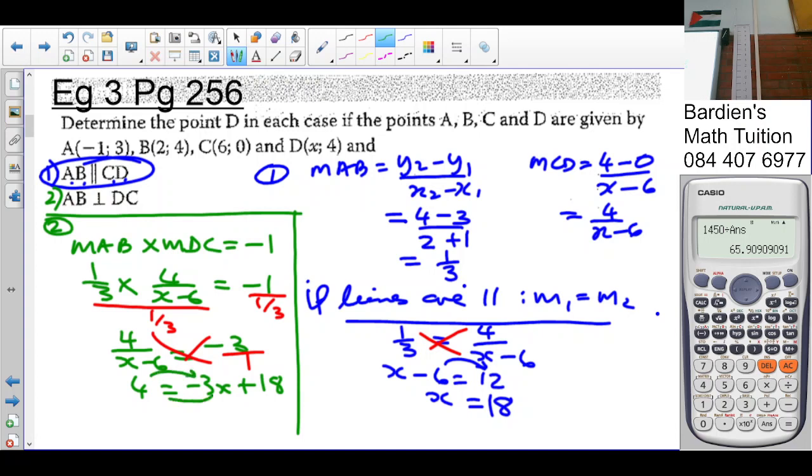So you solve for x. You take the 4 over and that over. So 3x is equal to 18 minus 4, which is 14. Therefore x is equal to 14 over 3.